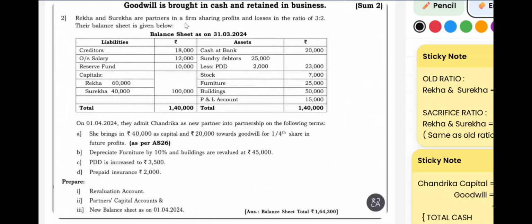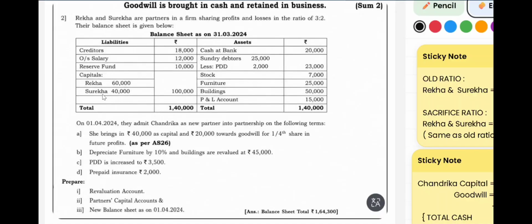Now first let's see where these particular entries given in the balance sheet will appear. All the balance sheet entries we have to see now on the liabilities side. Creditors will go to the new balance sheet. Outstanding salary also will go to the new balance sheet when we prepare. Now this reserve fund will go to the partner's capital account, and it is the reserve fund created by the old partners. So it must be distributed to the old partners in their old profit sharing ratio.